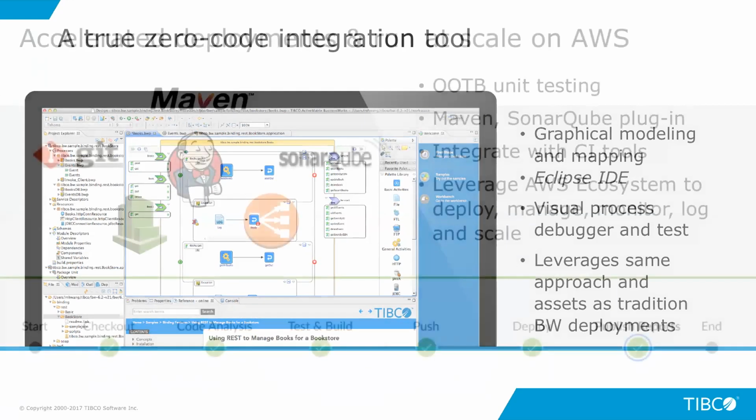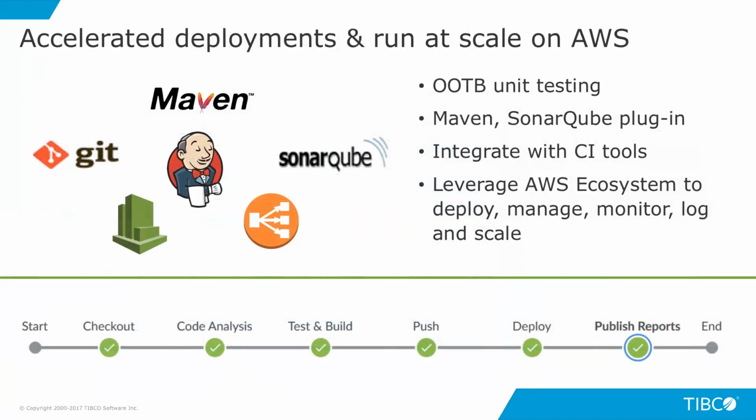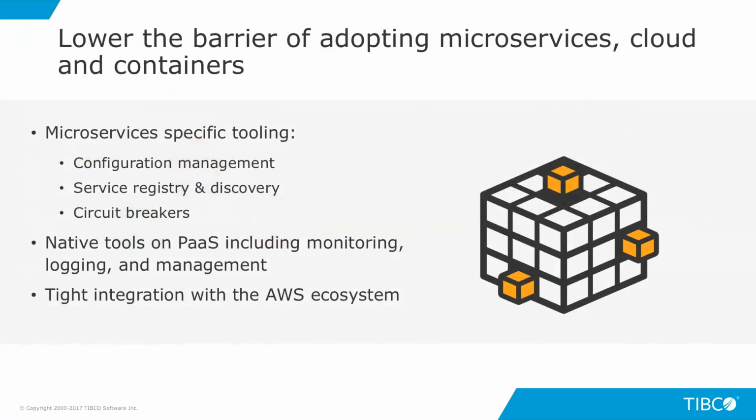So the other aspect to BusinessWorks that allows organizations to be very quick in time to market is the tools that we have around automation of testing and also automating the entire DevOps process. We have out-of-the-box capabilities around unit testing. We have plugins that support a lot of the common continuous integration tooling, so tools like Maven and SonarQube and a whole bunch of other applications, you have plugins out of the box that allow you to benefit from those particular tools. We also leverage the AWS ecosystem to automatically deploy, manage, monitor, log, and scale the applications. And I'm going to talk about that in more detail in a moment. But as we can see, much of what we're doing is really focusing on how quickly you can develop these applications and bring them to market.